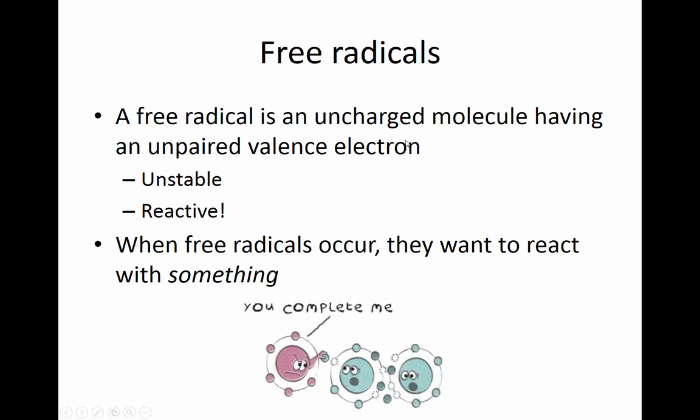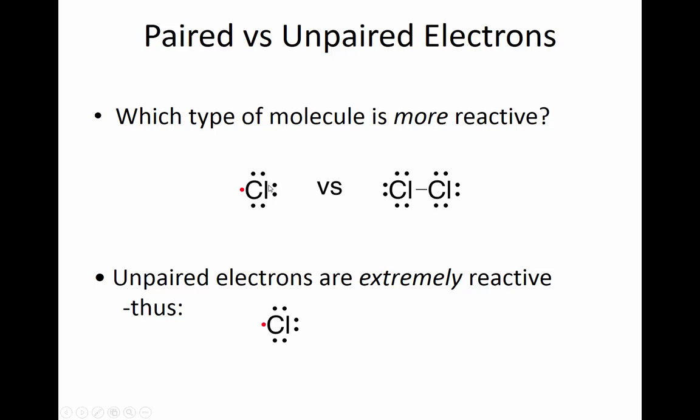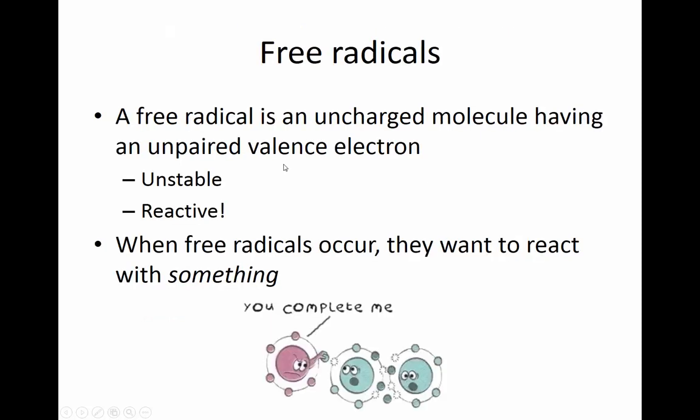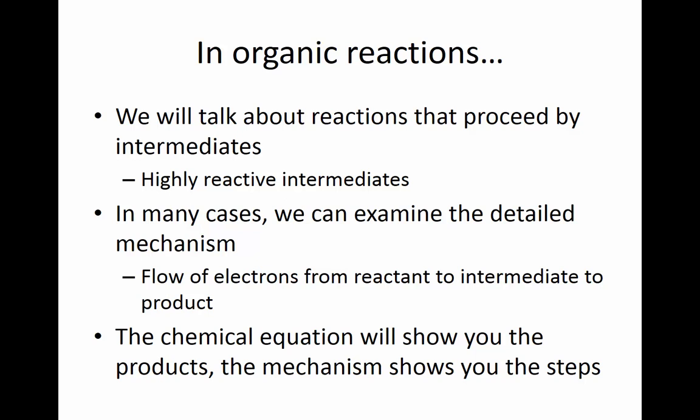A free radical is an uncharged molecule. So, you initially see chloride, you would expect there to be a charge there for chloride ion. But this is a chloride radical because it is an uncharged molecule having an unpaired valence electron, again, like our chloride molecule there. They're unstable, they're highly reactive. When free radicals occur, they want to react with something. Doesn't really matter what. And there are organic reactions that can happen. They can be started by free radicals.